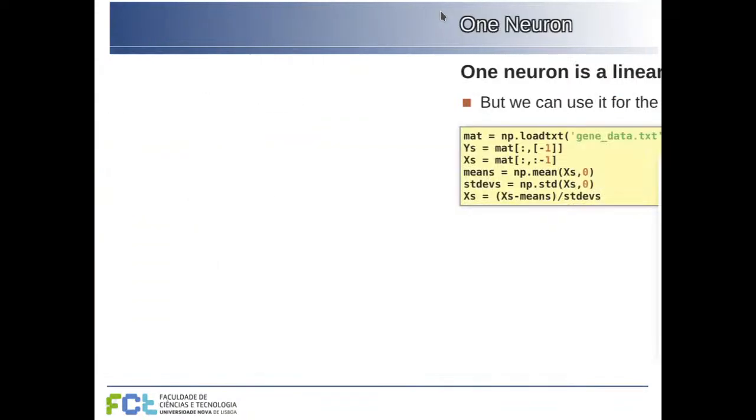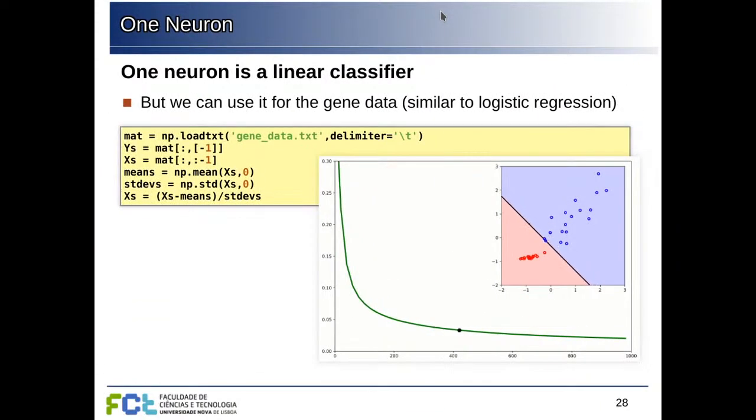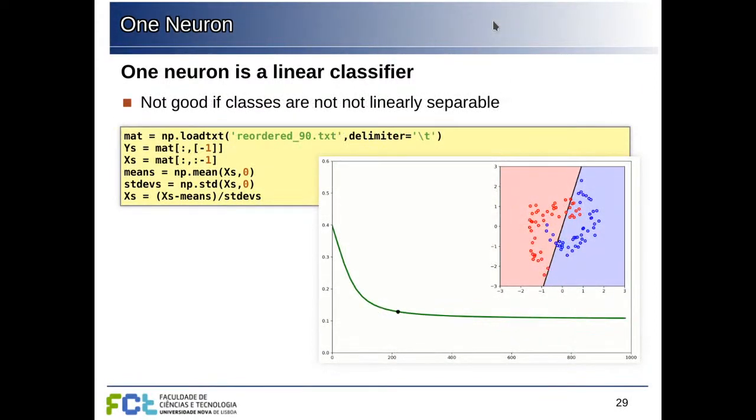So here comes the part where we're going to do the exercise. You can experiment with 1 neuron with this kind of data. For example, this gene data file is linearly separable, but if you try it with the exclusive OR or with this data set here, you will not get very good results, because 1 neuron is just a linear classifier and you cannot classify these data properly.